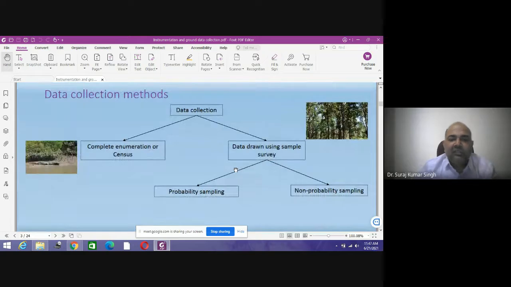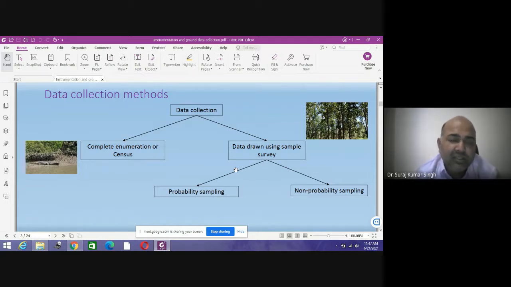Data collection methods comprise two ways you can collect the data sets. Either you can collect the data sets from any secondary agency like Census of India, then the National Bureau of Soil Survey and Land Use Planning for the soil maps, then geological maps from GSI.